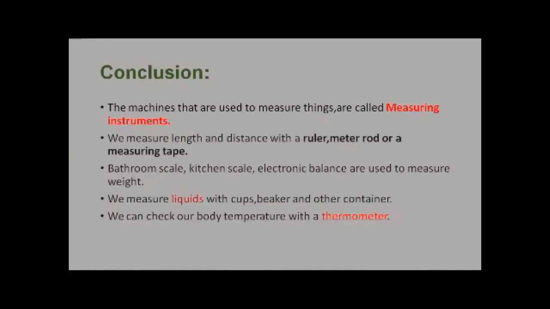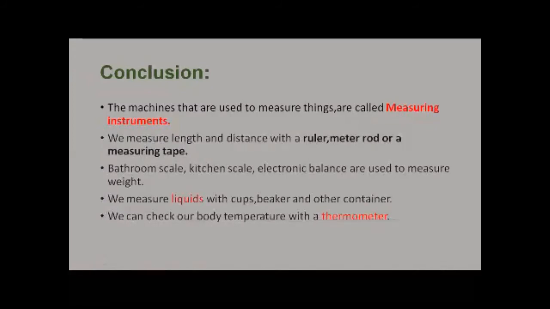Okay, now the conclusion. We are going to sum up the whole lesson. So, the machines that are used to measure things are called measuring instruments. Very good. We measure length and distance with a ruler, a meter rod, or a measuring tape. Okay, got it? The bathroom scale, kitchen scale, electronic balance are used to measure weight.